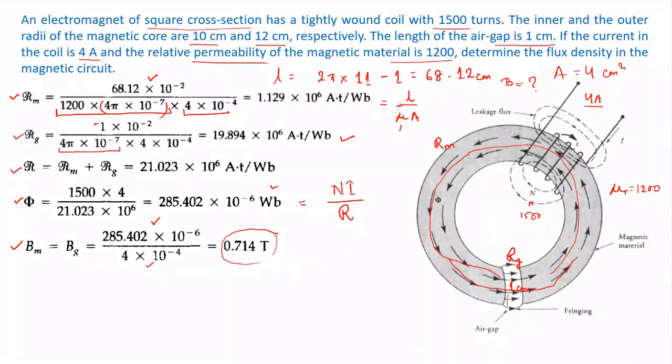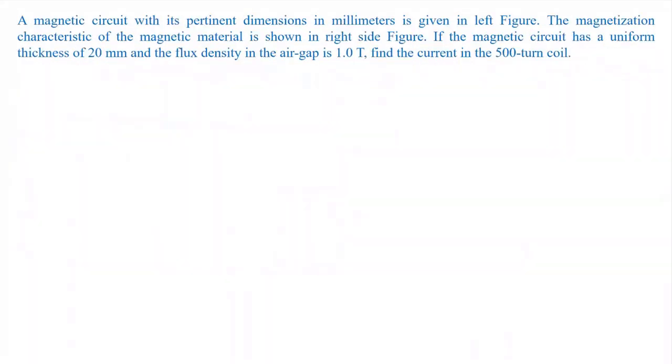And in this example, we'll assume a nonlinear magnetization characteristic. That is, the BH curve is nonlinear here. If it is nonlinear, then the equation B equal to mu H will not be linear, so mu will not be constant in the magnetic material. So this equation will not be valid in this case because the magnetization curve is nonlinear.